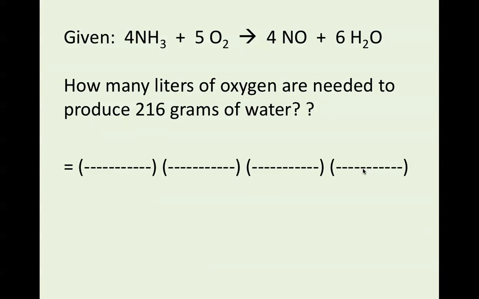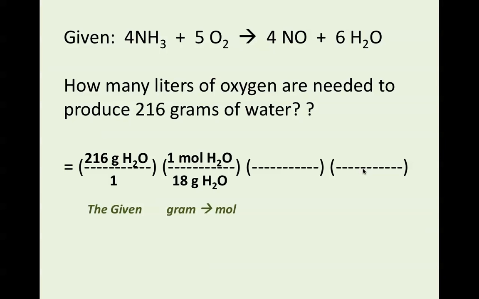Alright, how many liters of oxygen are needed to produce 216 grams of water? The only difference here is that we're talking about oxygen in terms of liters, but we can just use an extra different conversion factor at the end in order to take care of that. So as always, start with your given, which is 216 grams of water. We then need to go from grams to moles of water, just like we've done in our other calculations. So 1 mole of H2O is equal to the GFM of water, which is 18 grams. Now that I have it in moles of water, I can go and relate this to moles of oxygen using the coefficients from the top.